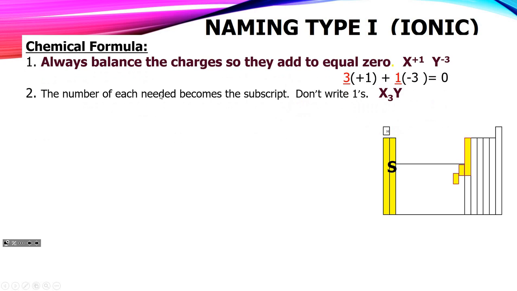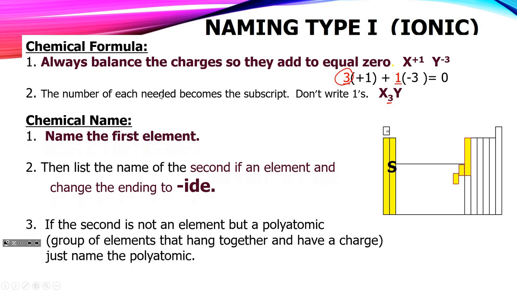I take, and I still have to make the charges balance to 0. That's always going to be the case. And I write however many I need of each one as a subscript. Then, to name it, I just name the first element it's with. I name the second element it's with, change the ending to IDE, saying that last one is my negative ion. If it's a polyatomic, I just name it. You already know how to do this.